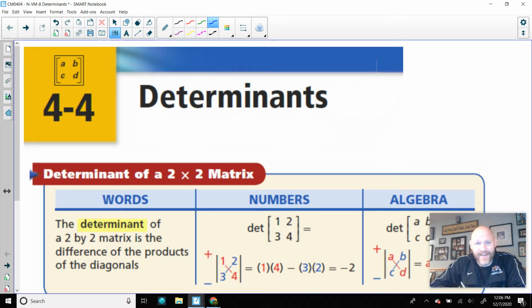All right, class. Today we're going to discuss determinants. So, what is a determinant? Determinants determine what's known as an eigenvalue of a number.